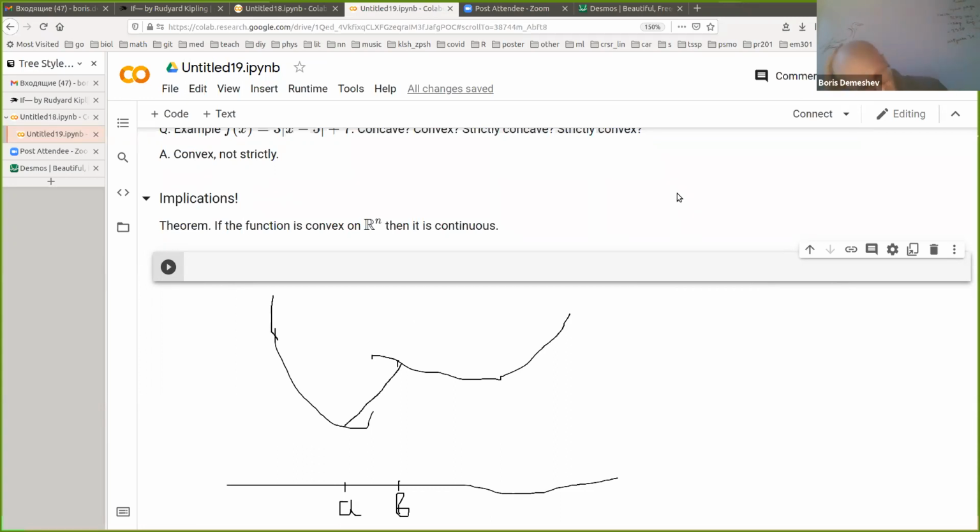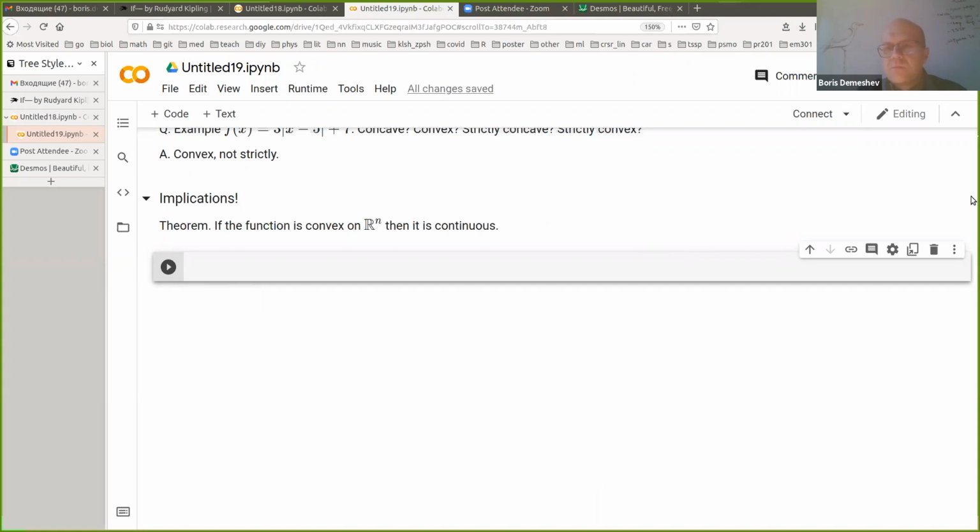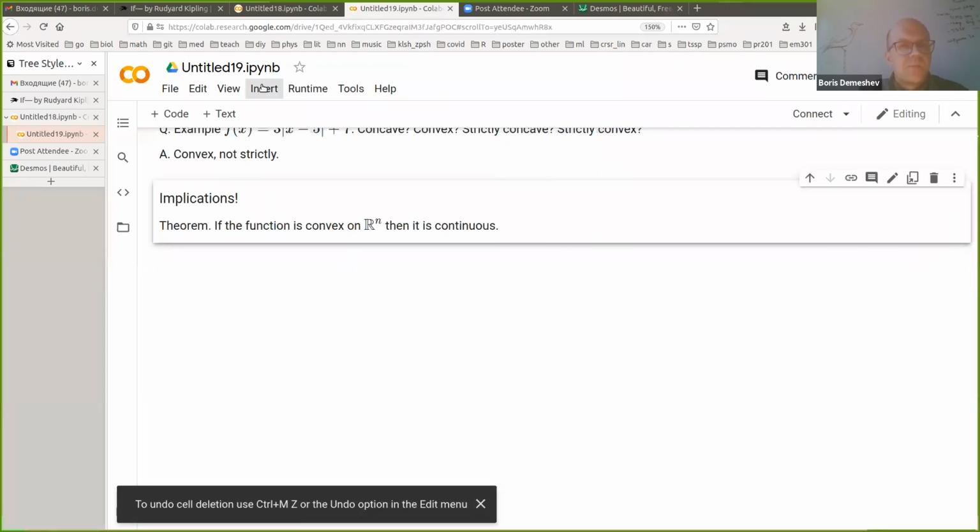Yeah. Okay, let's move on. I need to remove this because otherwise I cannot. Let's clear all drawings. Okay, let's go on. Okay.